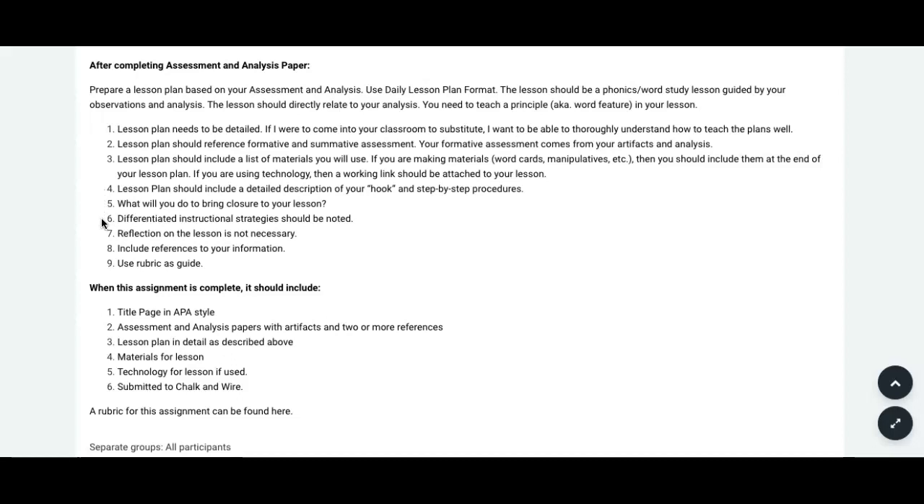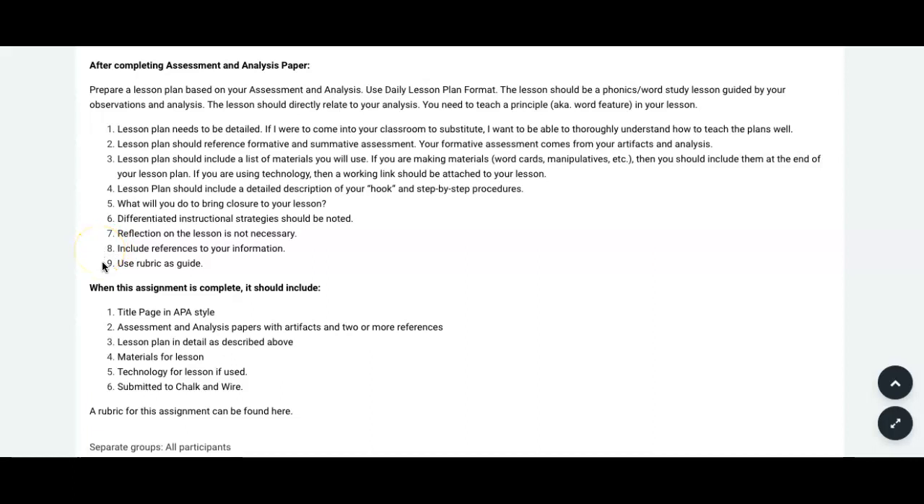You're going to need to include differentiated instructional strategies. What about a student that is below where the lesson plan is? What are you going to do for that child? Or for a child that is above? So make sure you differentiate. You have that section where you include all of your references.